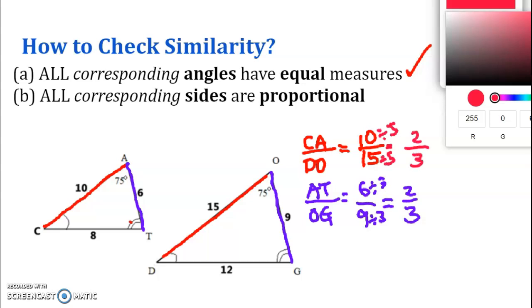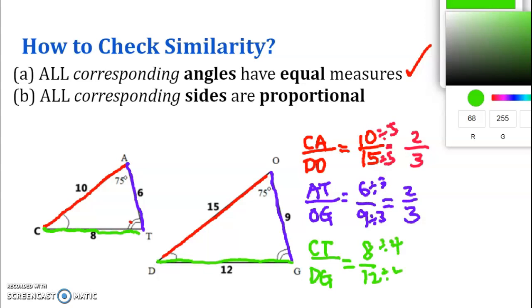And then lastly, I do need to do the third side because I need to make sure every single corresponding side is proportional. That's CT over DG, and the measures are 8 over 12, and again I can divide the numerator by 4, denominator by 4, and you're left with 2 over 3.